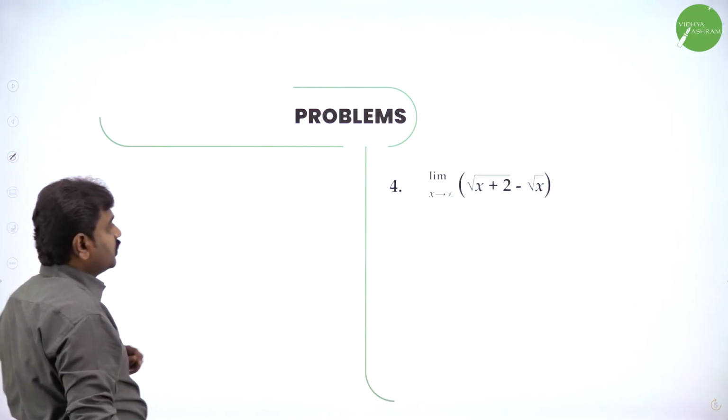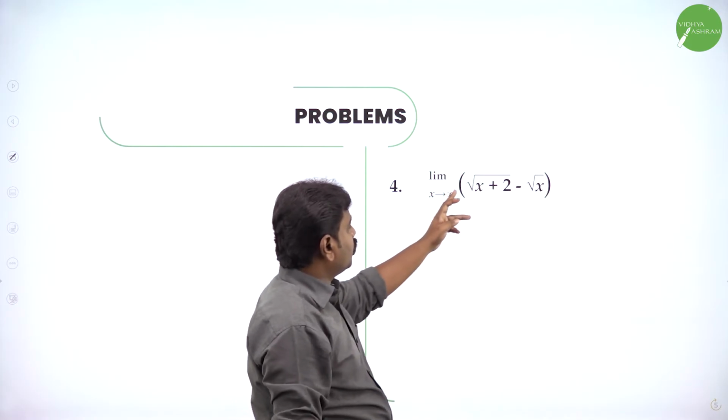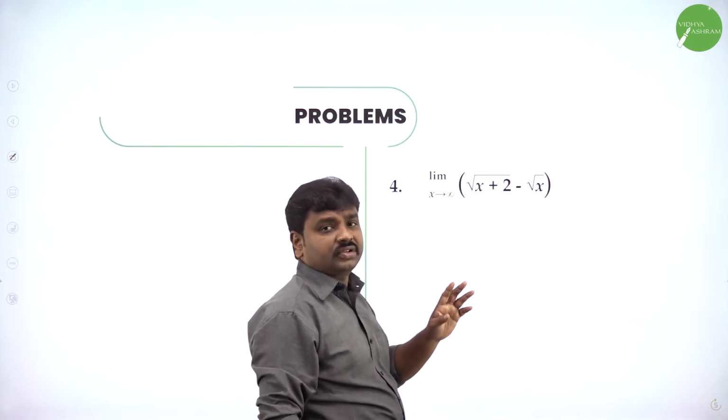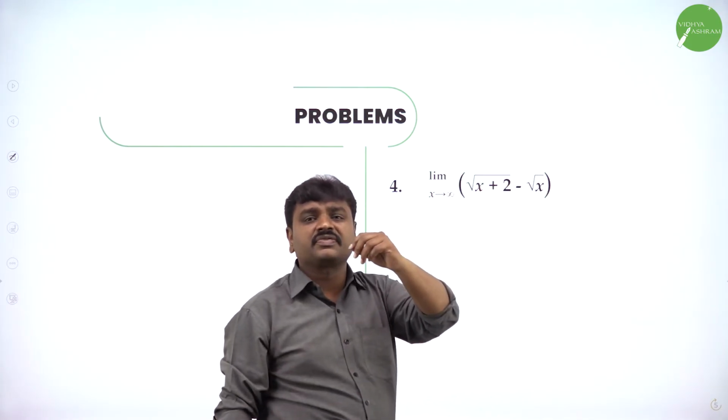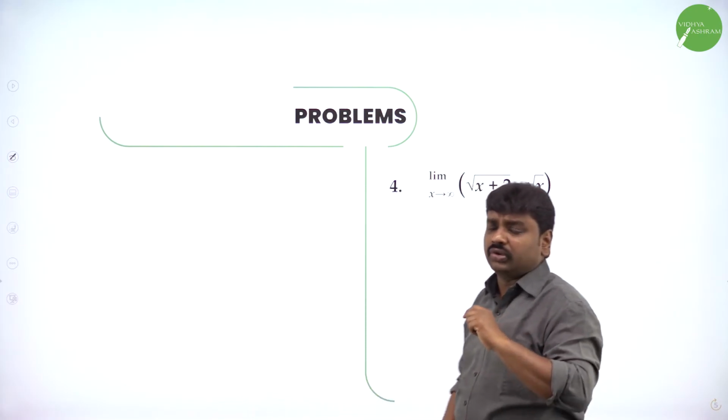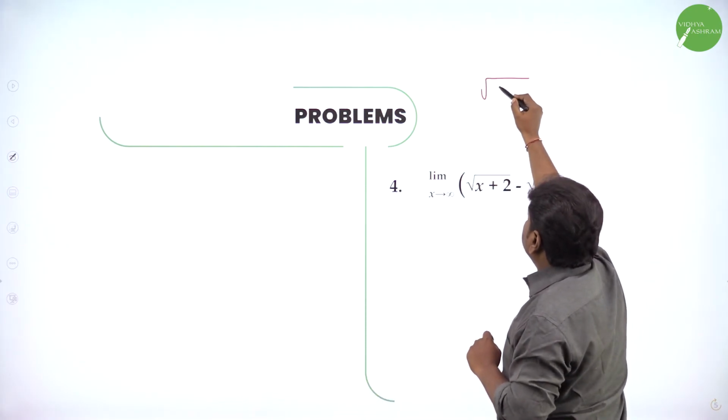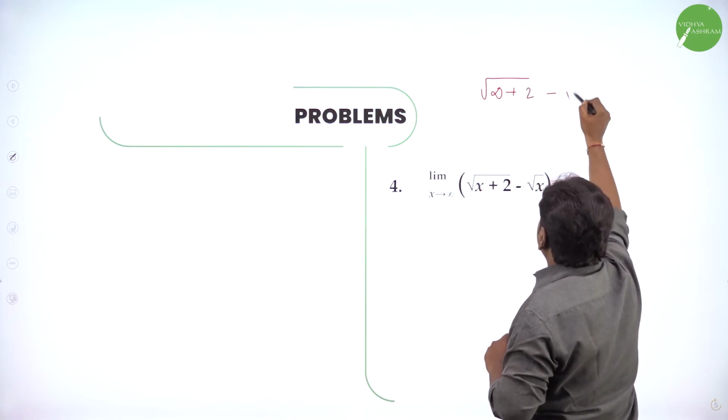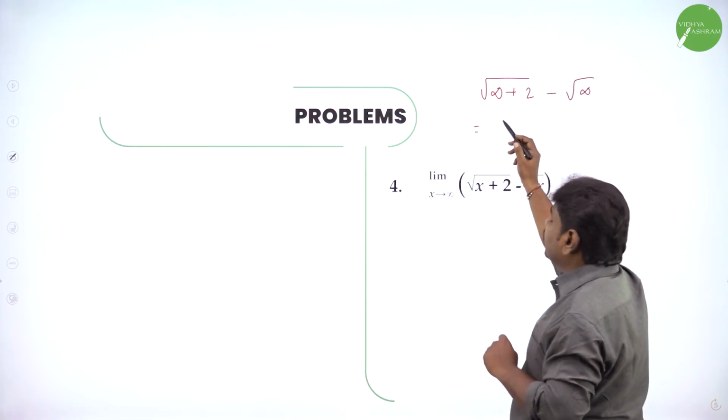Next. Limit x extends to infinity of root of x plus 2 minus root x. Extends to infinity means in the place of x put infinity. Suppose if you do that, what will you get? Root of infinity plus 2 minus root of infinity. Infinity means unable to count.